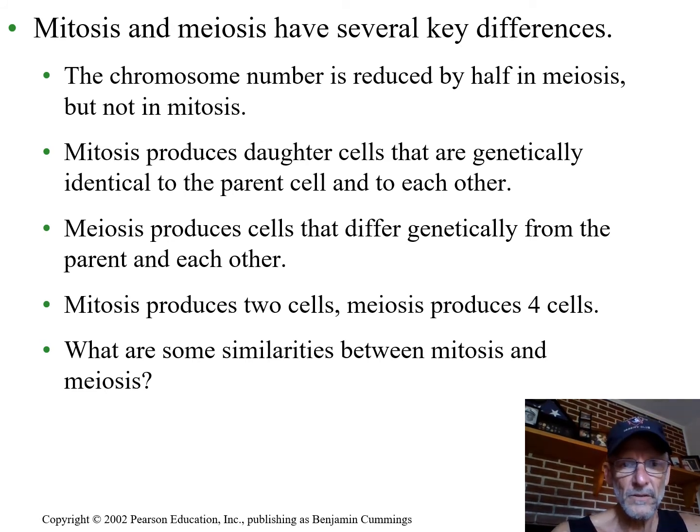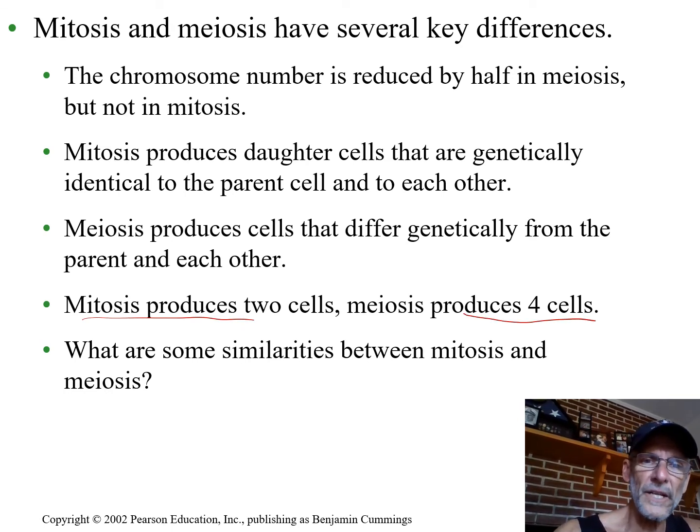Okay. So here's again a list of the similarities and differences. Most of the differences occur in number, really. Mitosis produces 2 cells. Meiosis produces 4, right? The number of chromosomes in those cells after mitosis is done is the same as the number that you started with. In meiosis, it's half of the number that you started with.